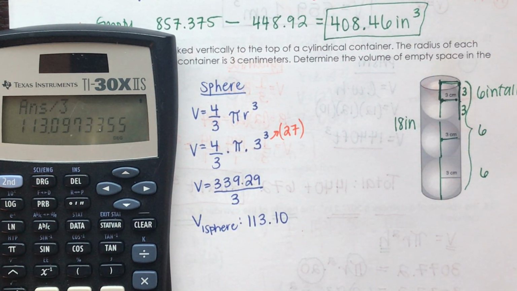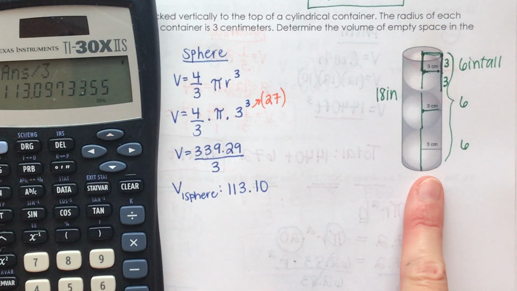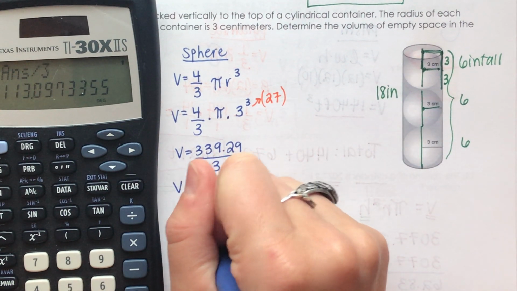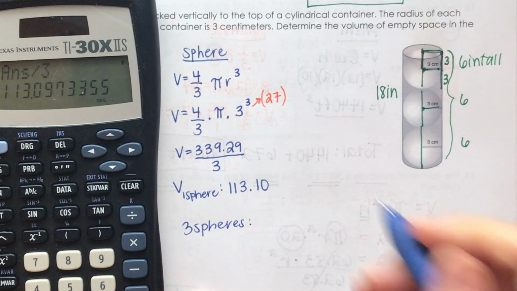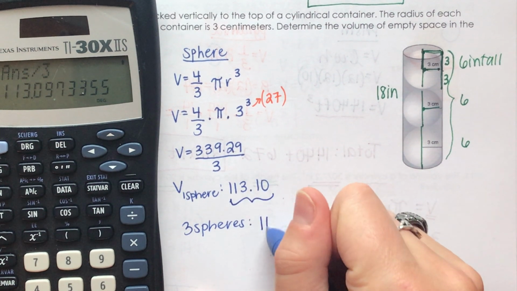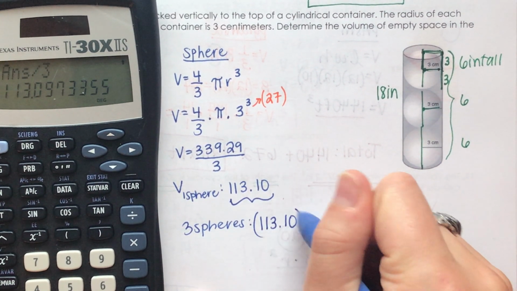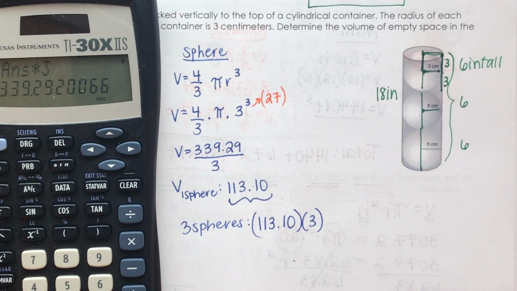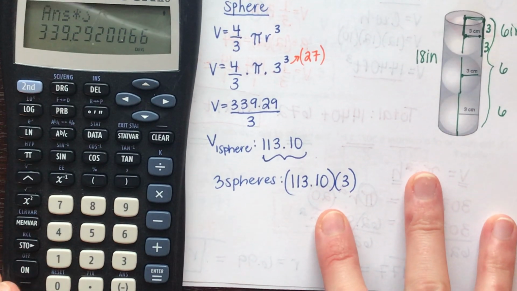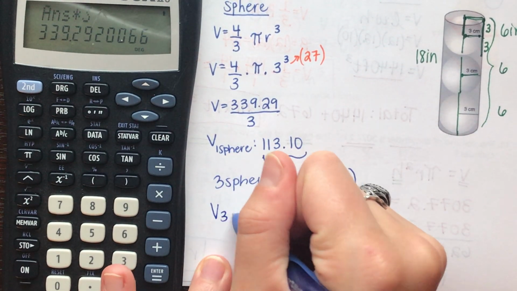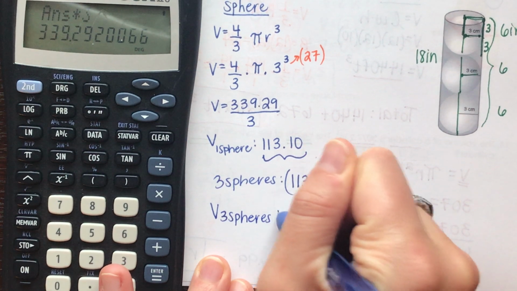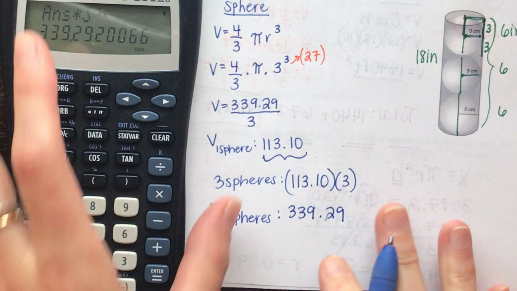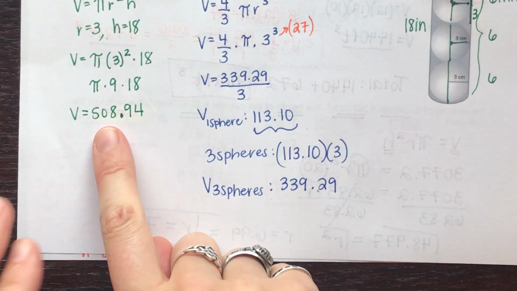Now, that is one sphere. I have 3 spheres. So to find the volume of 3 spheres, I'm going to take the volume of one sphere and multiply it times 3. So the volume of 3 spheres is actually 339.29.